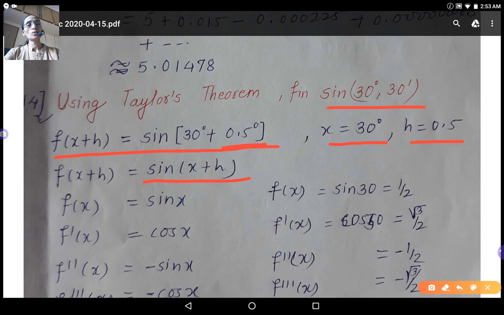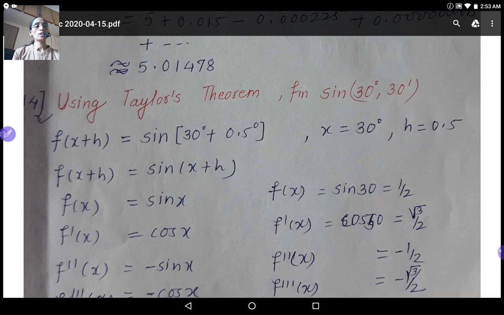So naturally again you will write it in the form of f x. f x is equal to sin x, because f of x plus h is sin of x plus h. Then f x: we find sin 30, x value is 30, so sin 30 means 1 by 2. In the same way, f dash x: sin x derivative is cos x. Then cos of 30 is root 3 by 2. Then f double dash of x: cos x derivative is minus sin x. Then its value at 30 degree is minus 1 by 2.